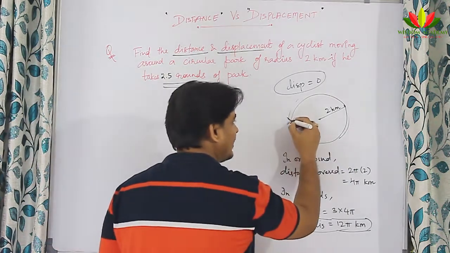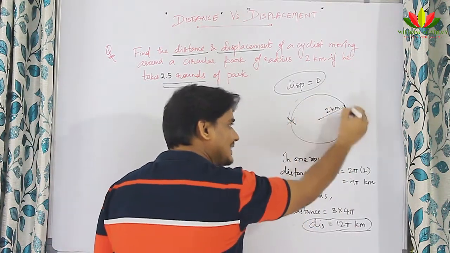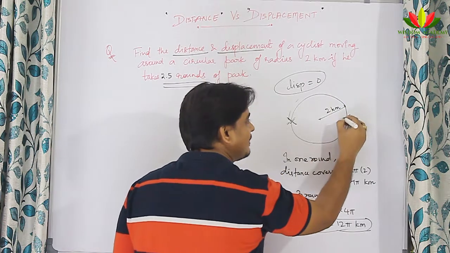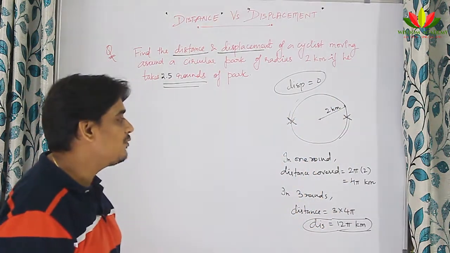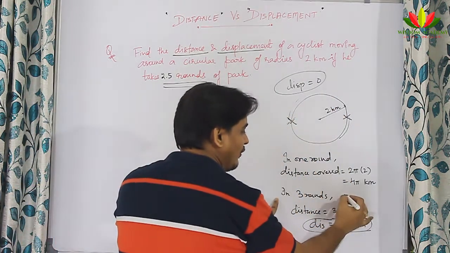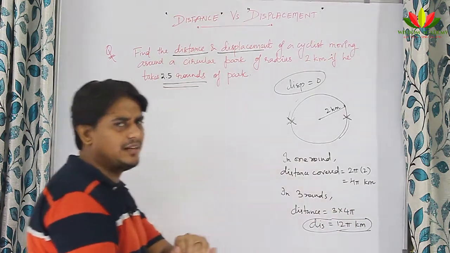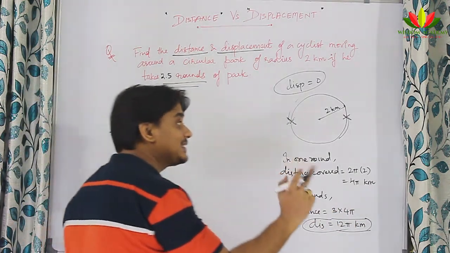See, you will start from here, take 1 round, take second round, and take 2.5. It will stop here. Then what will be the distance for 2.5? It will be to multiply by 2.5. So 10 pi kilometer. What will be the displacement?